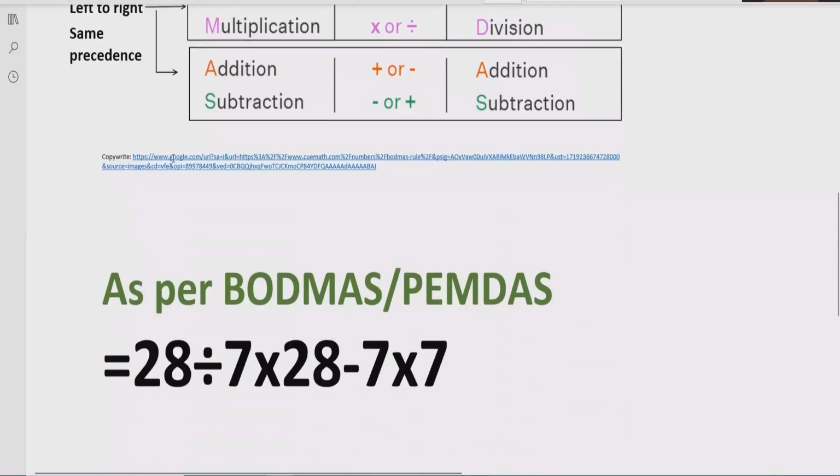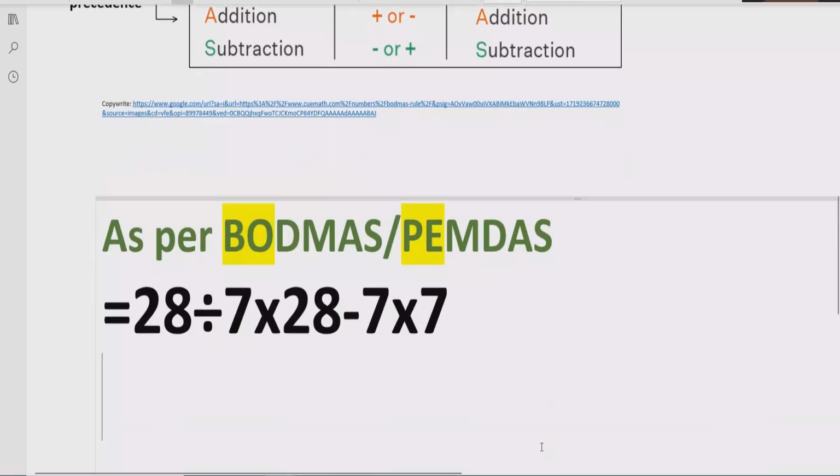Now let's move forward to solve the given expression. According to the BODMAS and PEMDAS rule, we first solve the bracket. Here we do not have any bracket, so we can skip this step. Now we move to the exponent part, or the order. We do not have any order or exponent part, so we skip this step as well.